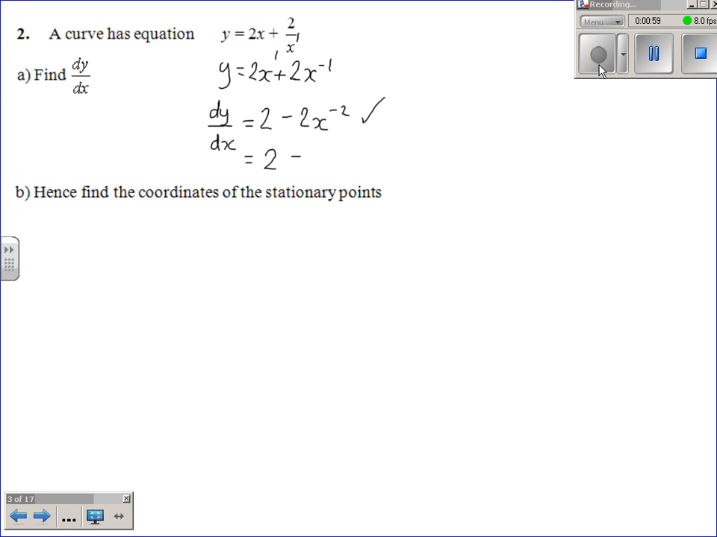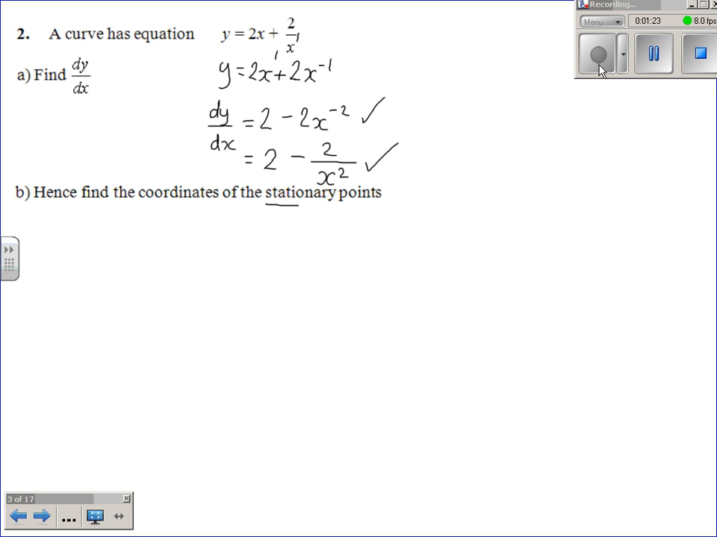So we've got 2 minus, again, just like before, the 2 is on the top, leave it on the top. You've got x to the negative 2, bring that power down so you can make it positive, and you've got x squared. So they're both right, but the latter one will be easier for you to use in the second part of the question. Okay, question 2b says hence find the coordinates of the stationary points.